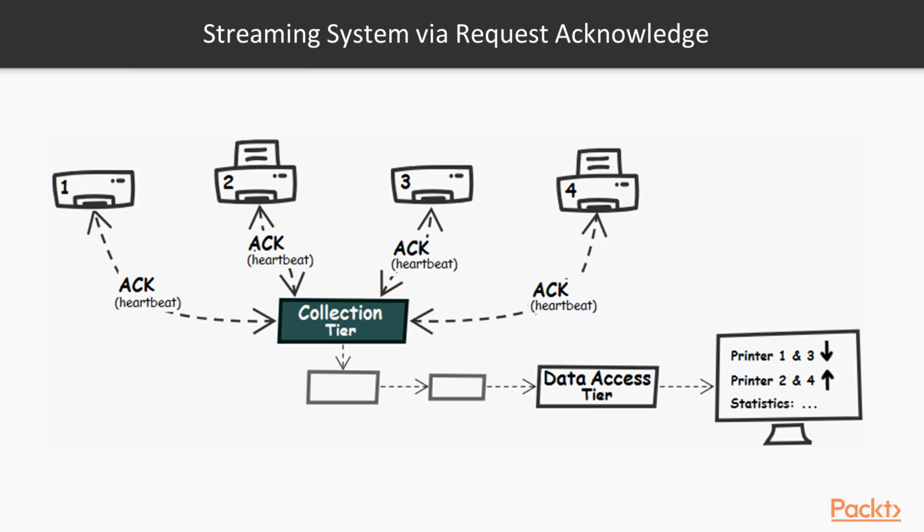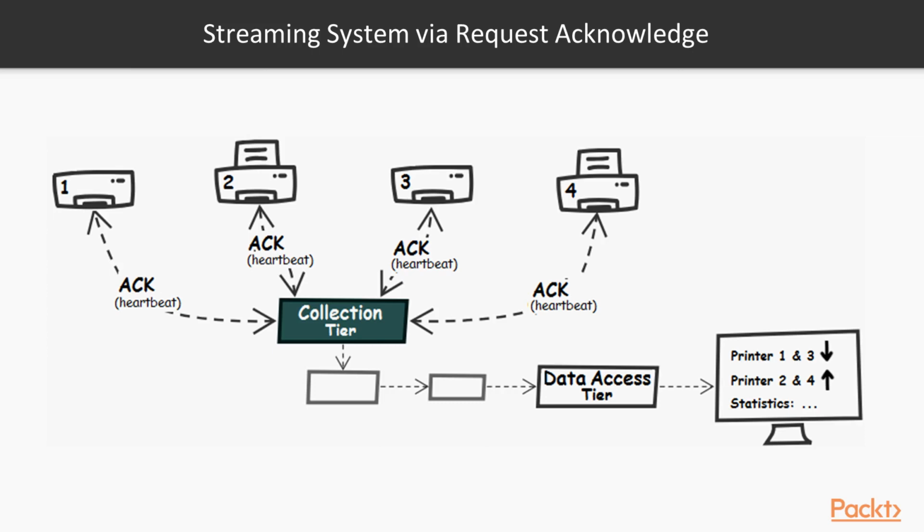Here, we have a streaming system based on the request acknowledge pattern. Our system provides information to its clients about a printing center lifespan. Now, in this context, let's see two possible scenarios meant to highlight the acknowledgement-based interaction pattern. In the first scenario, each printer sends a request to the collection tier containing its status, like ready to print, not available for printing, no more paper, no more ink, and so on.